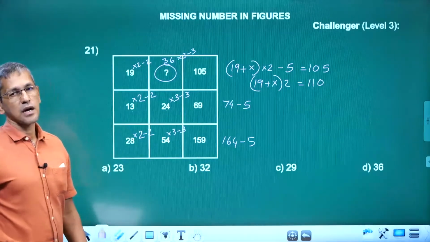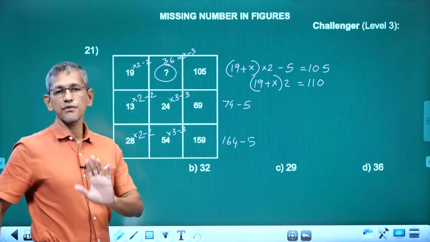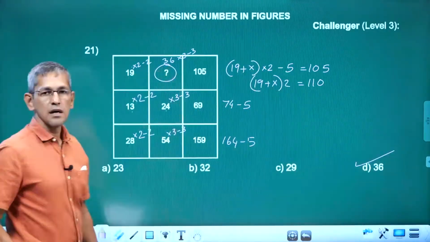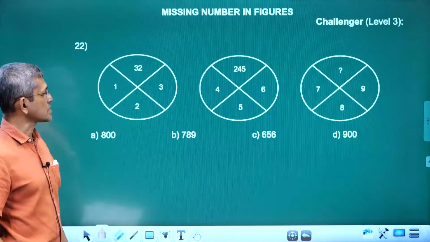36 into 3, 108. Minus 3, 105. So either way, we get the same answer. That is 36. We have done with that question. Next one. This is what it is.